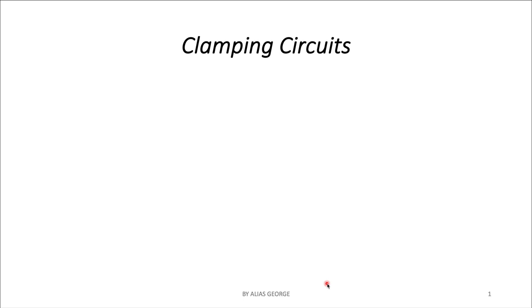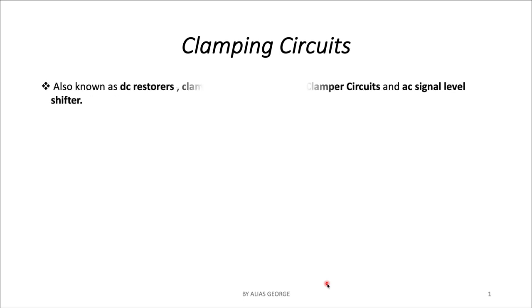Today we will be discussing clamping circuits, from the very basics of diode and capacitor to some examples of clamping circuits. So we can just look into the other names of clamping circuits. It is also known as DC restorers, clamped capacitors, diode clamper circuits, and also AC level shifter or just level shifter. All these names are possible for clamping circuits.